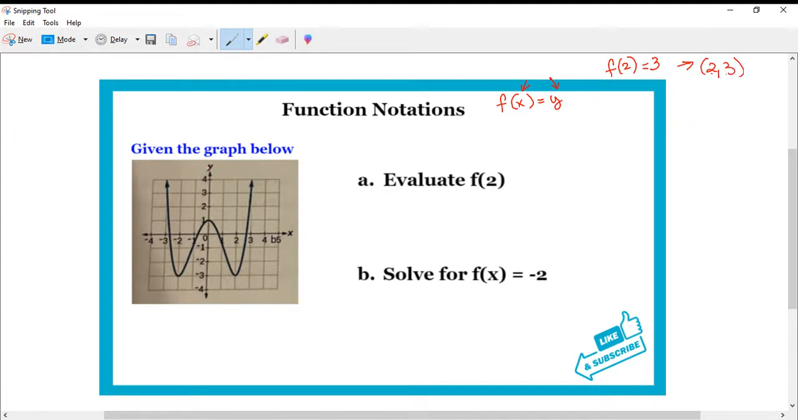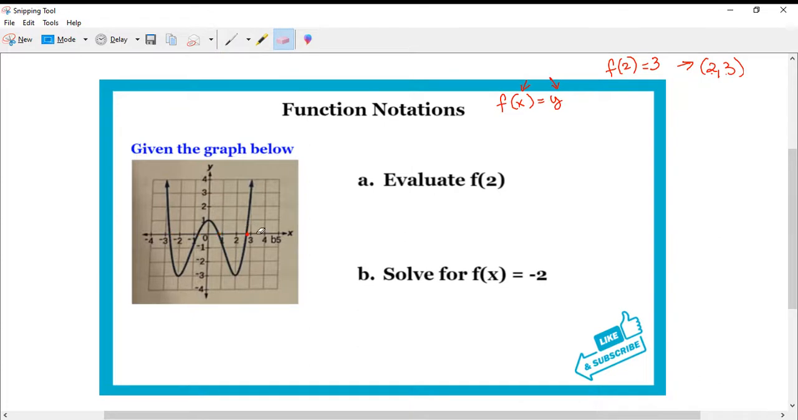All right, so now let's consider the graph below, which looks like a W. This is a quartic function, meaning the highest exponent is 4, and you would know it because it crosses the x-axis 4 times. That means there are 4 solutions to this equation where y equals 0.